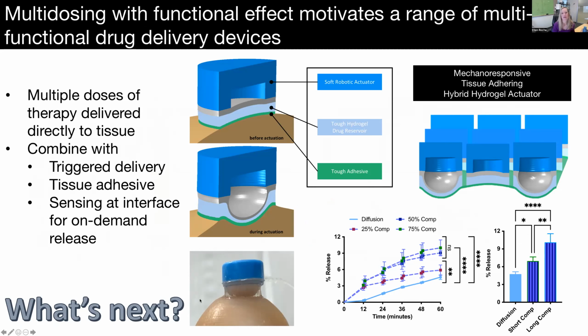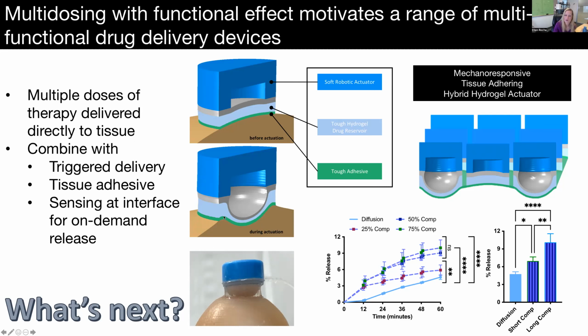Yeah, so we've made this a little bit more functional, so we can combine the delivery to the epicardial surface with triggered delivery, and we use soft robotics to achieve this. So we have a pneumatic chamber as well as a loaded tough hydrogel that's actually adherent to the tissue surface. So now when we pressurize the upper chamber, we can cause compression of this gel layer and cause release into the epicardium on demand. So we can control both the timing and the spatial delivery of whatever cargo we're trying to deliver.